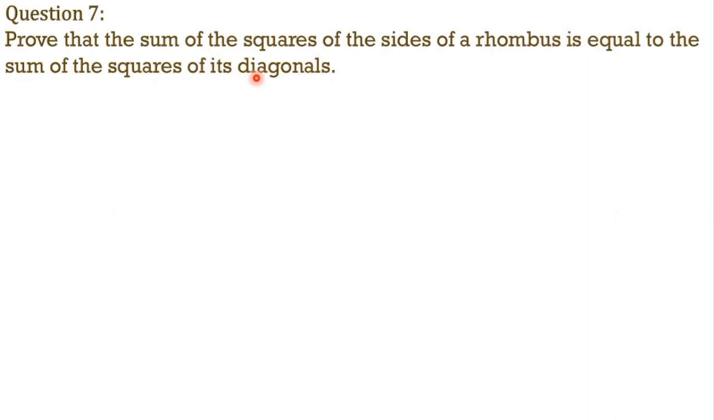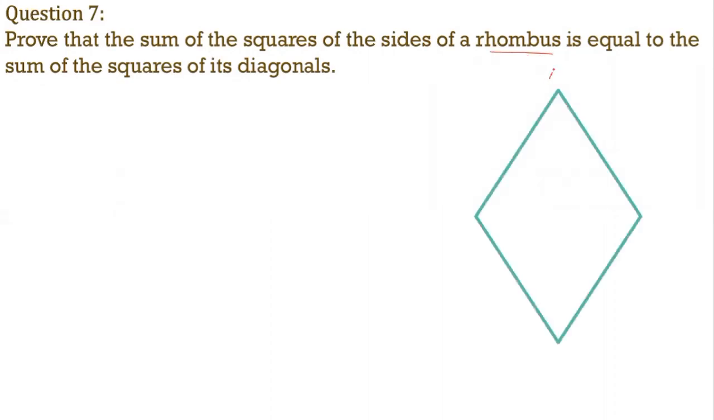Here, first we have to draw a rhombus. Rhombus is a parallelogram in which all sides are equal. Now ABCD is a rhombus. Here AB is equal to BC is equal to CD is equal to AD.